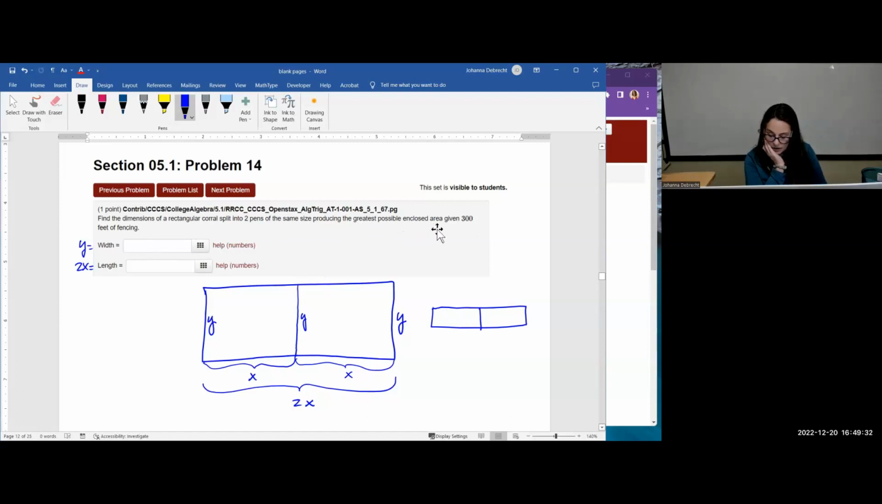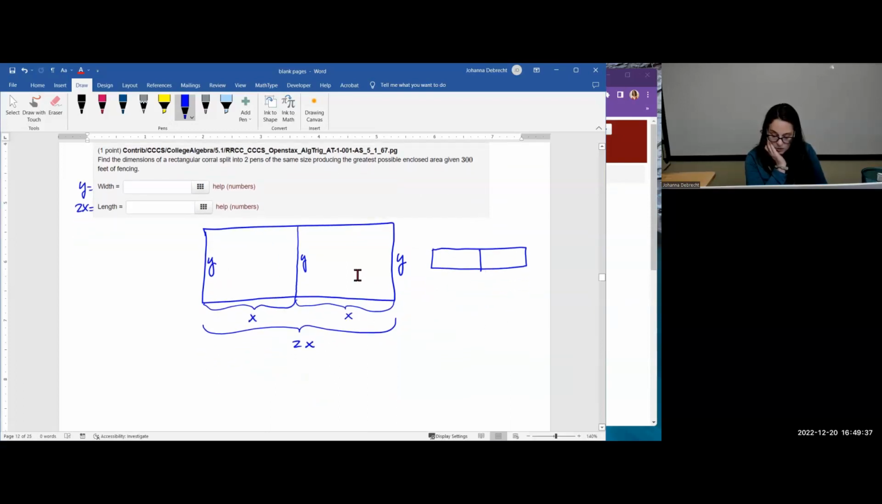Well, I don't have area yet. What would the area of one of them be? The area of one would be x times y, and I've got 2 of them, so that would be 2xy. Or I could look at the whole big rectangle and say 2x long by y wide. So the area of the whole thing is 2xy. Okay, I got that down. So I've used every word except the 300 feet of fencing. I haven't used that yet.